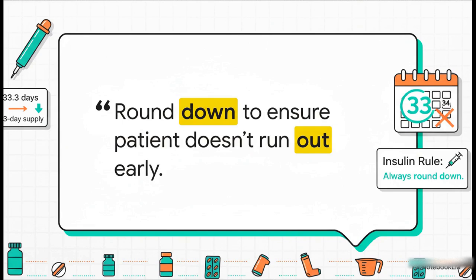If you rounded that up to 34 days, the patient would run out of their insulin before that last day is over, and that could be really dangerous. So for patient safety, we always round down to the nearest whole number. That 33.3 becomes a 33-day supply.